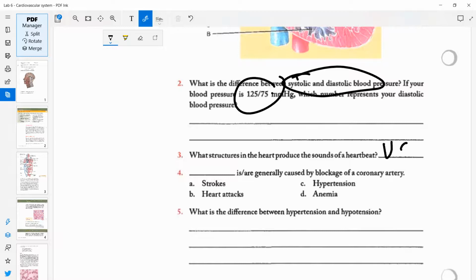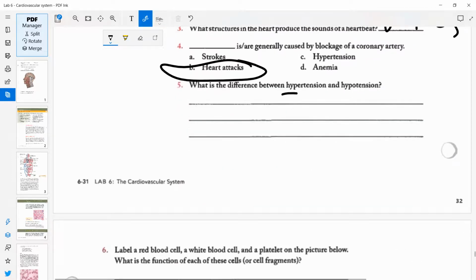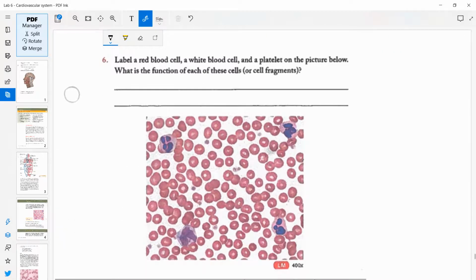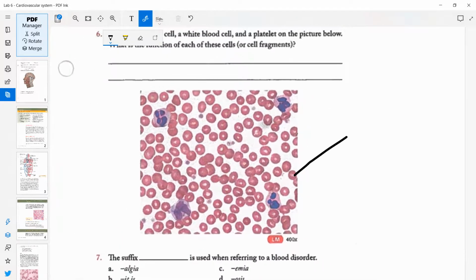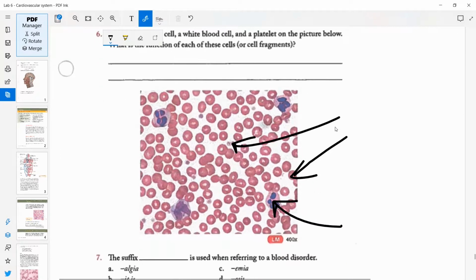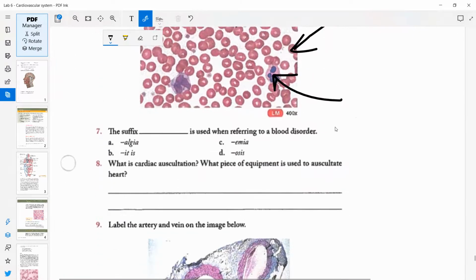Valves produce the heartbeat, and blockage of the coronary artery is a heart attack or myocardial infarction. Hypertension is high blood pressure. Hypertension is low blood pressure. Red blood cell, white blood cell, platelets. So the function of the red blood cell is to carry oxygen. The function of the white blood cell is to protect against infections. And the function of a platelet is to form a clot.